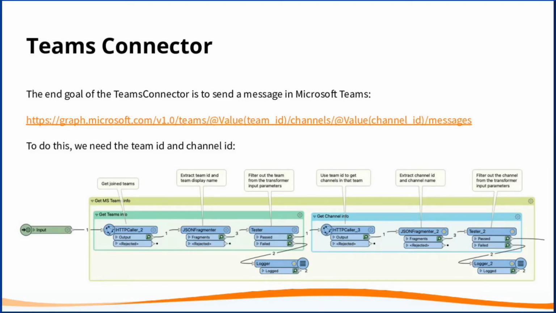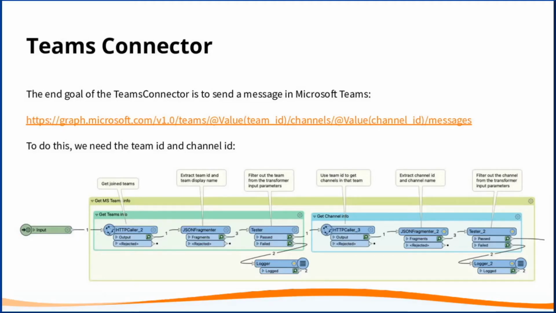Once we've got the team ID and the team display name, we can pass that into another HTTP caller, which is making another Graph API call to get the channels in that team. We're basically doing the same thing again for channels, extracting the channel ID and the channel name. The tester is matching on the input that the user put inside the transformer. And then this is able to go to another HTTP caller, which will send that message in Teams.